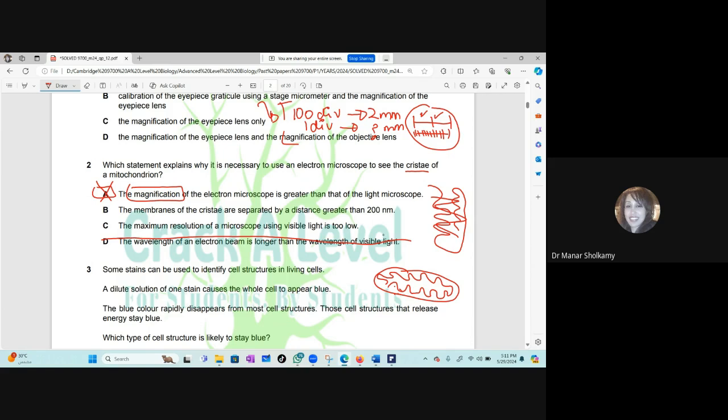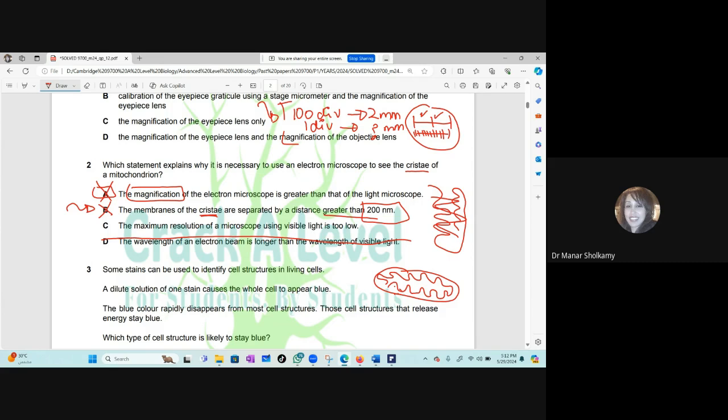B, the membranes of the crista are separated by a distance that is greater than 200 nanometers. Is this correct? No. It's separated by less than 200 nanometers. Yes, you are correct. So B is also wrong. Because if it was separated by a distance that is greater than 200 nanometers, I can see it using a light microscope.